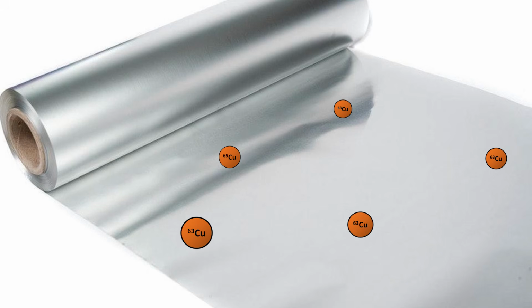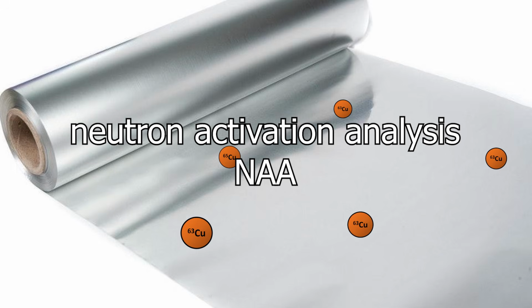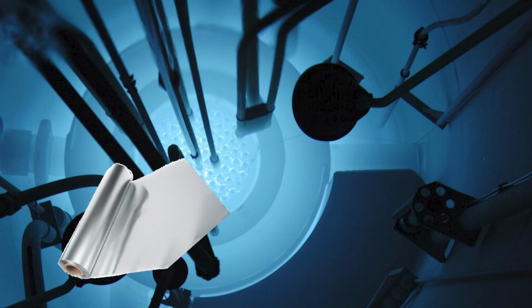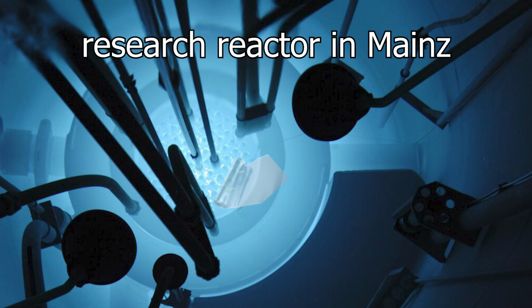Today we want to find out how much copper contamination there is in standard aluminium foil. To do this we will use neutron activation analysis. A brief overview: a sample to be analyzed is exposed to a high neutron flux. In this case, the high neutron flux comes from a research reactor.